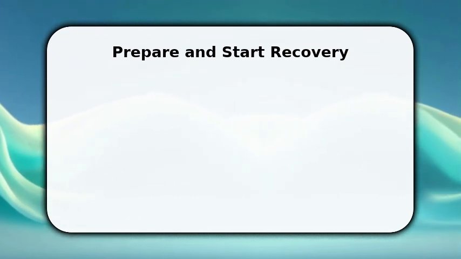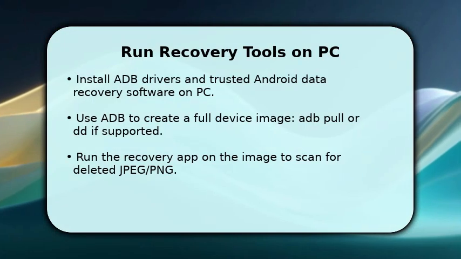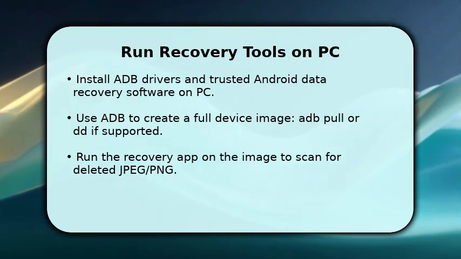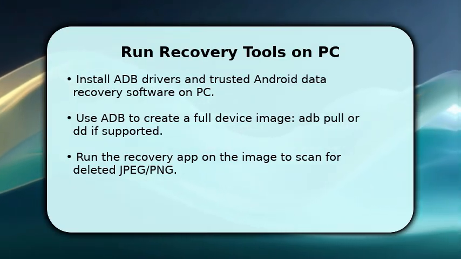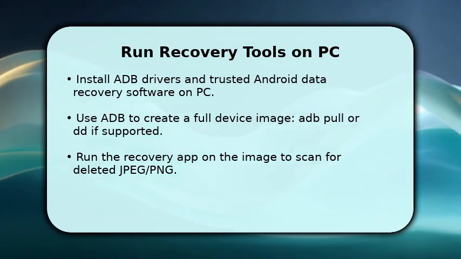If no cloud copy exists, make sure developer options are enabled and USB debugging is on so you can connect the phone to a PC for forensic recovery tools. Once your phone is connected with USB debugging, install ADB drivers and a reputable Android data recovery tool on your computer. Use ADB to verify connection, adb devices.